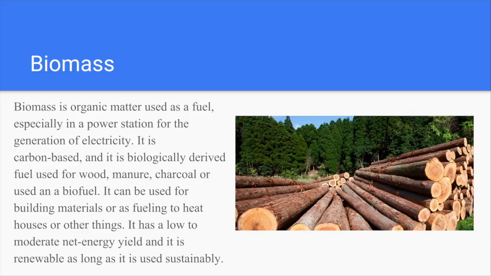It can be used for building materials or fueling as heat, such as timber used for housing, or in underdeveloped countries such as wood used for heating inside houses. It has a low to moderate net energy yield and is renewable as long as it's used sustainably. So you can see in this picture, wood is used as biomass, as an example.